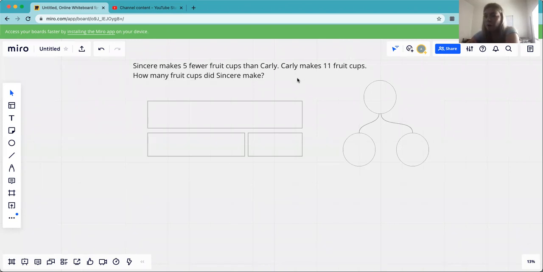So here I have my bar model again, and I'm going to use that with my number bond to help me. So I have my bar model and my number bond. All right. I need to figure out what I already know.